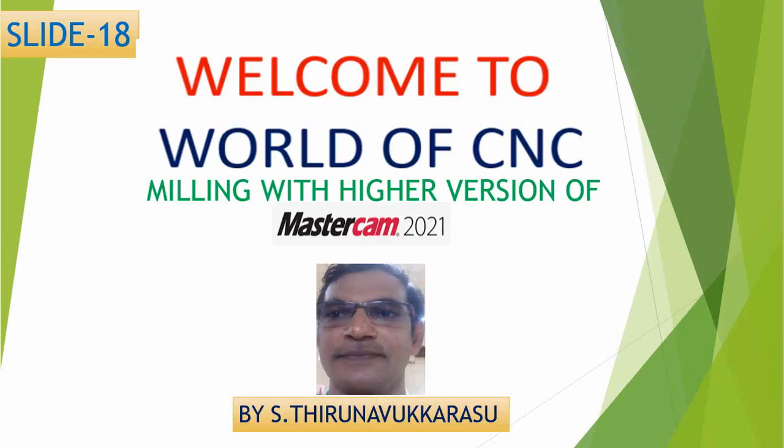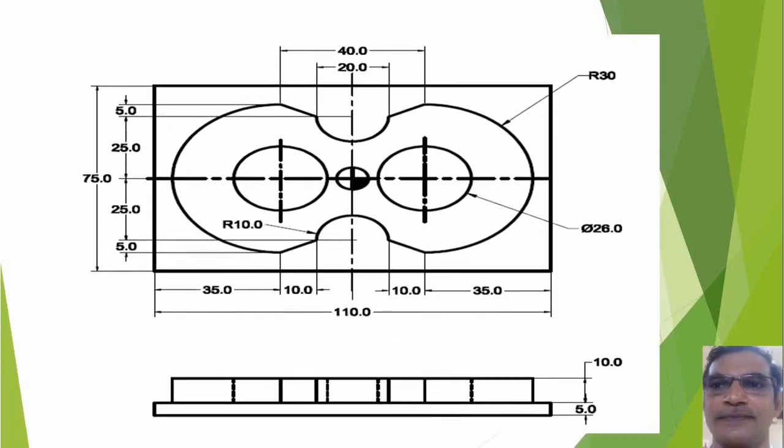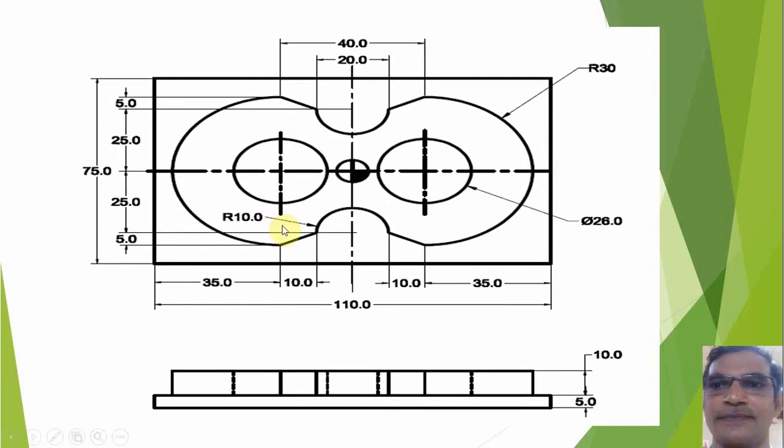This is slide number 18. In this we will discuss the milling operation with the higher version of Mastercam 2021. This is the profile for the milling operation. In this we need to create one rectangle of size 110 by 75 and then 6 circles. The inner circle has a 26 mm diameter, the outer circle has a 60 mm diameter. The top and bottom circles have a 20 mm diameter.